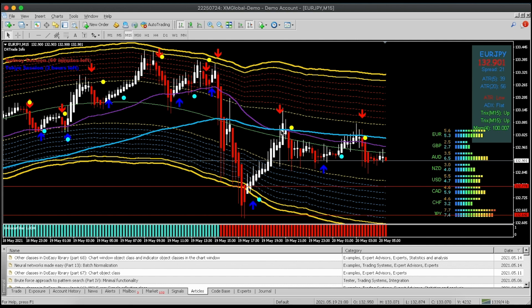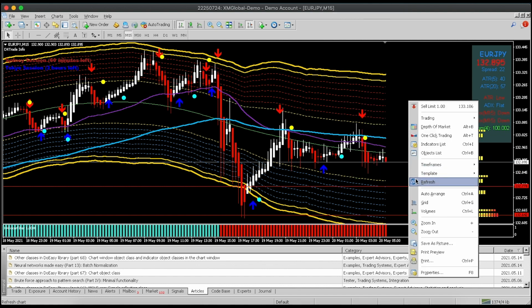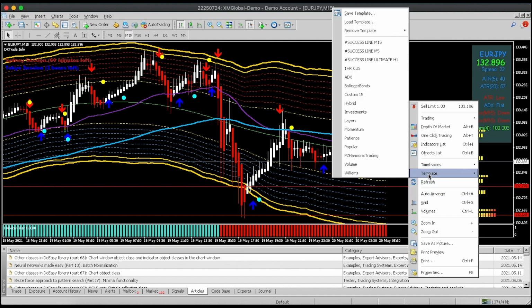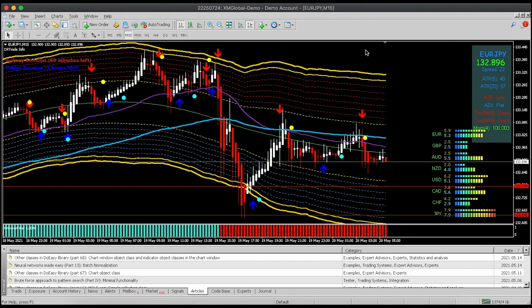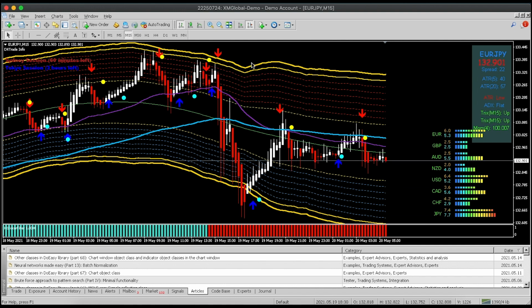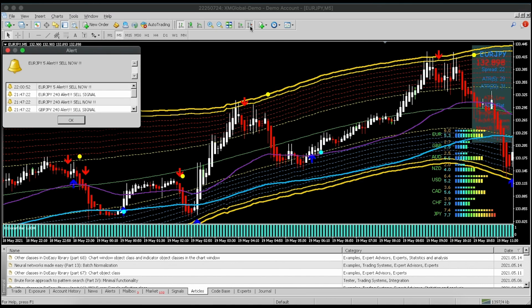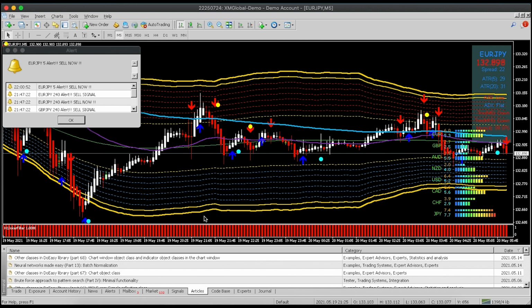All right, so that's it for the 15 minutes. We're going to jump over to the 5 minute and the 1 hour time frame to see how those systems are set up. So let's look at our 5 minute time frame. Here's our 5 minute time frame, and the system is practically the same.